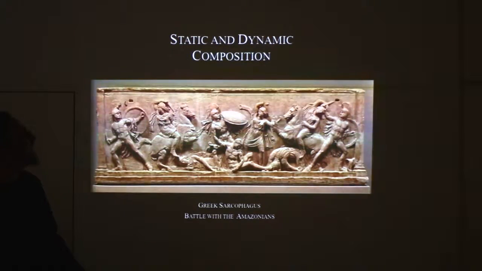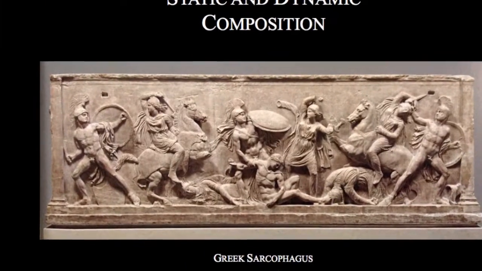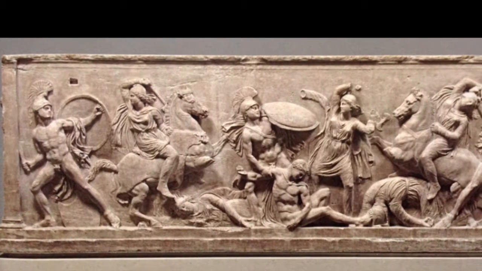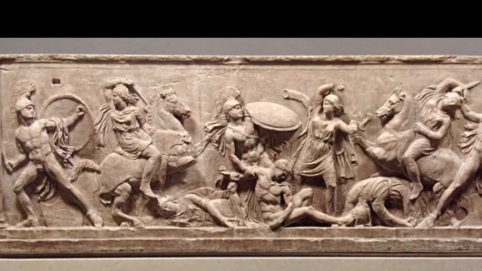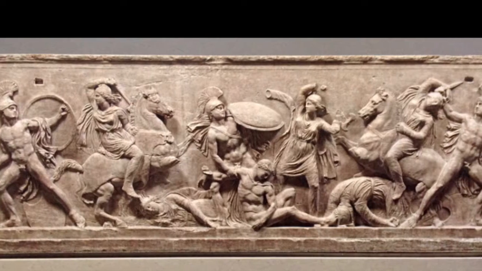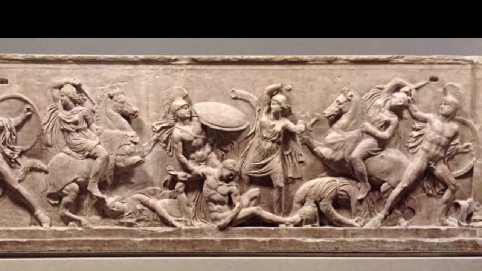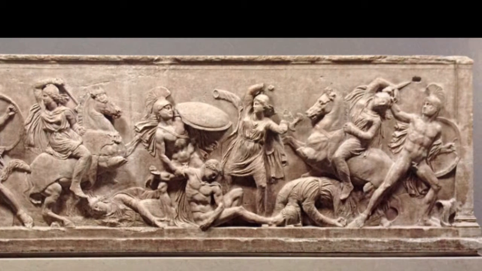So, static and dynamic composition. I would like to begin with this sarcophagus from ancient Greece. And it exists here in Vienna at the Kunsthistorisches Museum. And just allow your eye to wander over the image for a while and ask yourself, did the artist compose his figures randomly or with a certain order in mind? It's called the battle with the Amazonians.